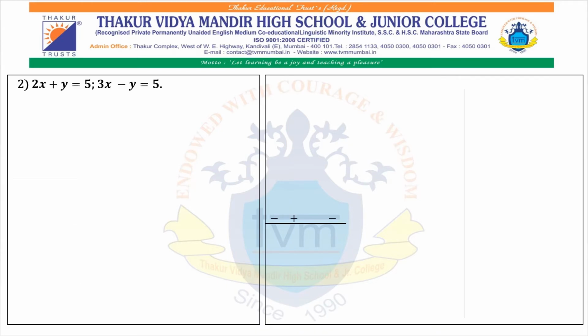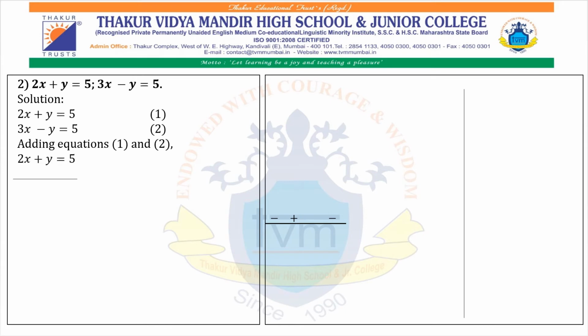Question 2. 2x plus y is equal to 5 and 3x minus y is equal to 5. So here first we will write the equations. 2x plus y is equal to 5 is equation 1 and 3x minus y is equal to 5 is equation 2. Now adding equation 1 and 2 we will get 2x plus y plus 3x minus y is equal to 5 plus 5, which is 5x is equal to 10 because y will get cancelled. Therefore x is equal to 10 upon 5. So x is equal to 2.